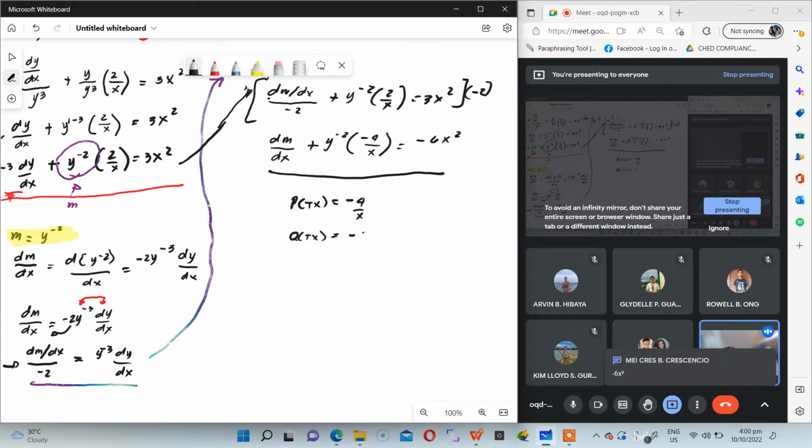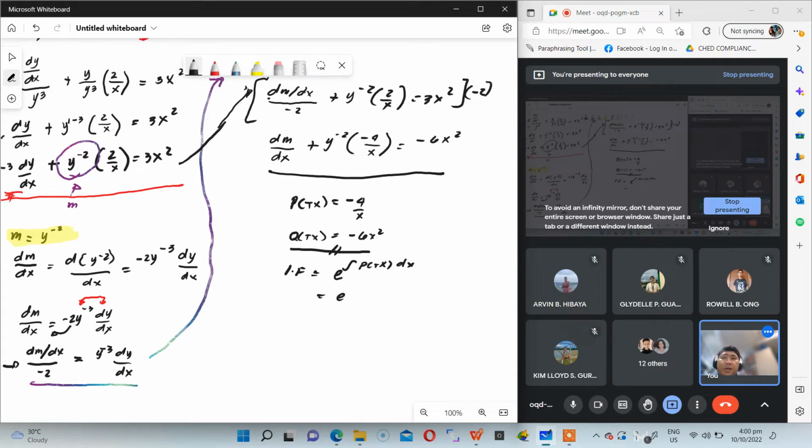Negative 6x squared. Since we already have these two, we could solve for our integrating factor. We know that to solve for the integrating factor, it is simply e raised to the power of the integral of p, the function of p. Since our p is p of x, you just integrate that one.